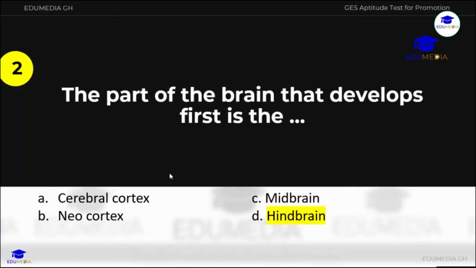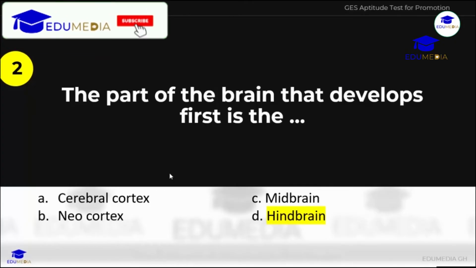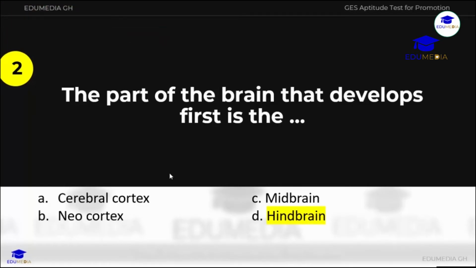It is the first part of the brain to develop during the embryonic development. It is responsible for controlling basic functions such as breathing, heart rate, and muscle tone. As the brain continues to develop, the neocortex and cerebral cortex develop and become increasingly complex, allowing for the development of higher cognitive functions such as thinking, perception, and consciousness.